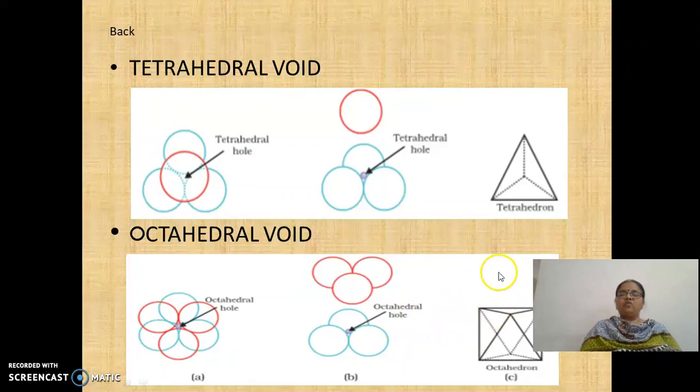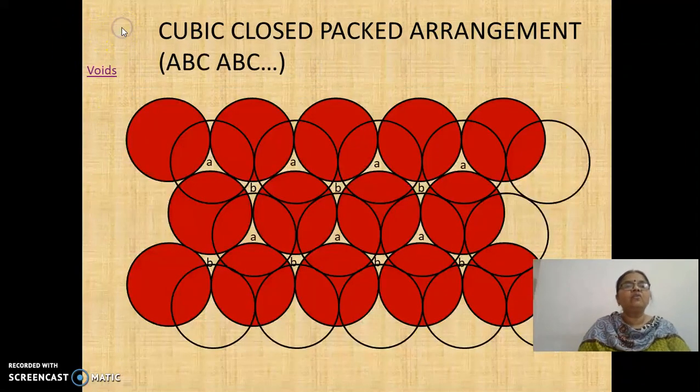Now when you want to define it, the definition will be just like the tetrahedral void. It is the space enclosed between 6 spheres in close contact such that the centers of the spheres are at the vertices of the octahedron. You can see an octahedron has 6 vertices. So accordingly you will define the void.